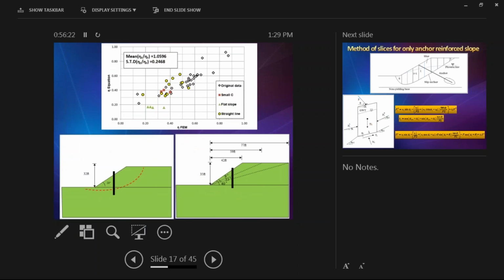Here is the kind of differentiation of the new points with special interest in this slide. You can see those triangular green ones are for the flat slope, and those ones with yellow highlights are the ones with this straight line rather than curved failure surface, and small c are the ones with the red square. So you can see those are the special interest points because that has more interest to Ohio DOT, because a lot of cases they will have a relatively flat slope and straight failure surface and the small c.